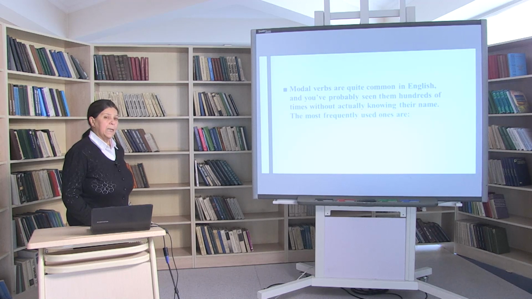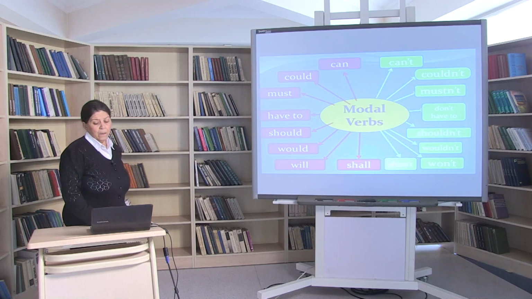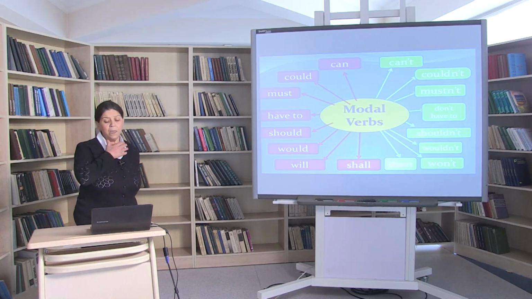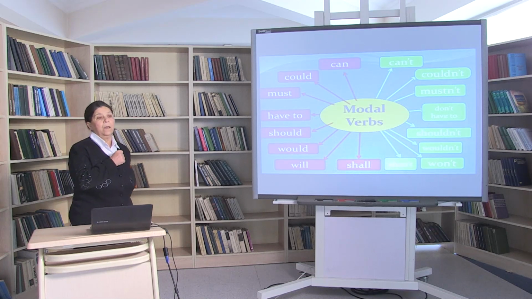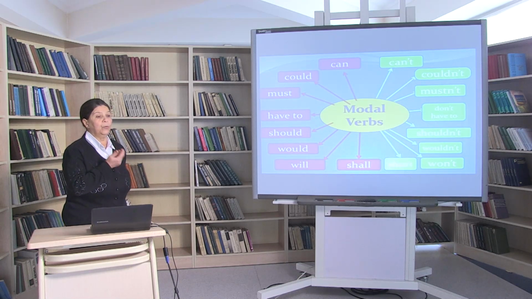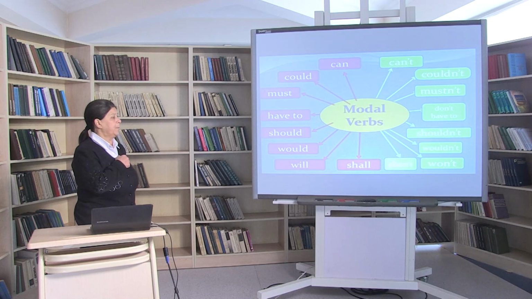There are more than 10 modal verbs and some of them have their synonyms and they are used widely in English. The main modal verbs in English are can, may, must, should, ought to, shall, will, and so on.